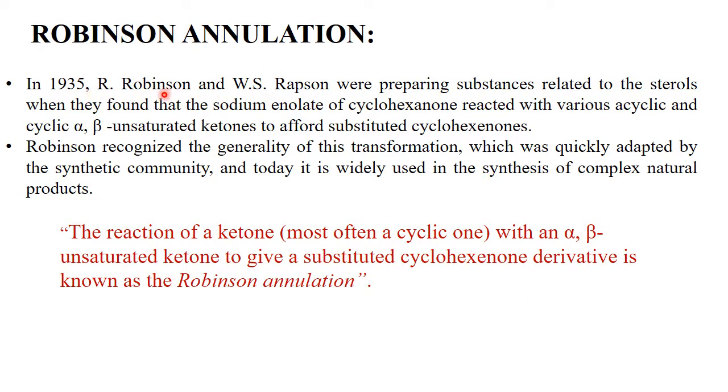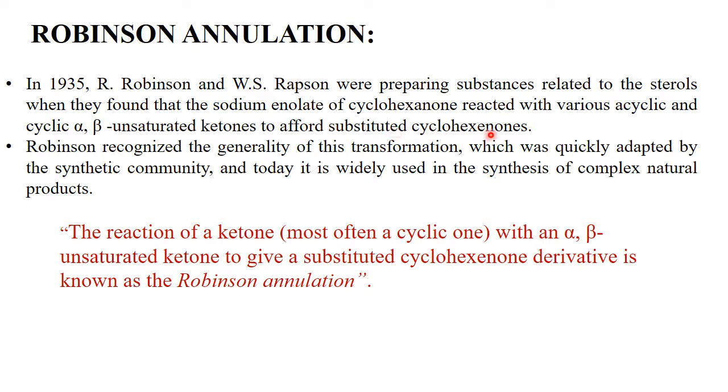Robinson annulation reaction. This reaction was discovered by R. Robinson and W. S. Rapson in 1935. They were preparing substances related to the sterols when they found that the sodium enolate of cyclohexenone reacted with various acyclic and cyclic alpha beta unsaturated ketones to afford substituted cyclohexenone.